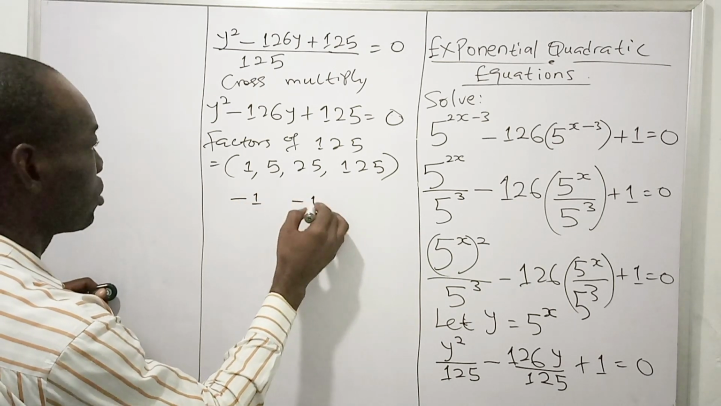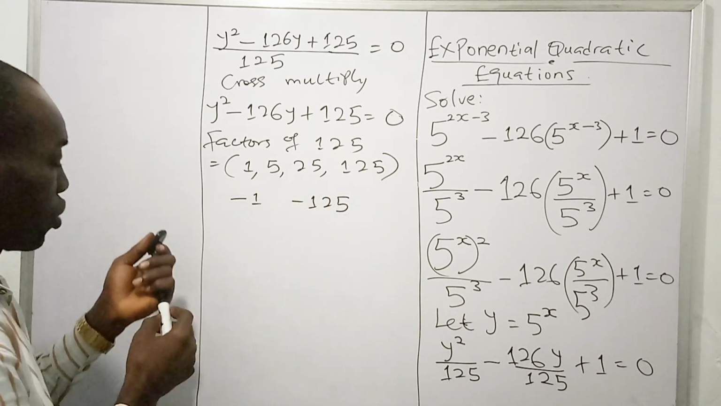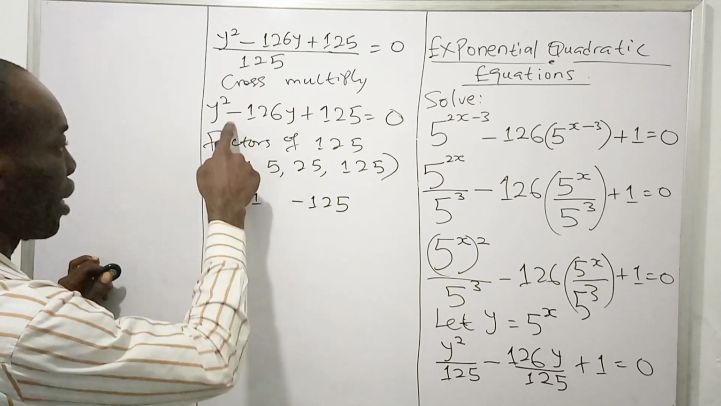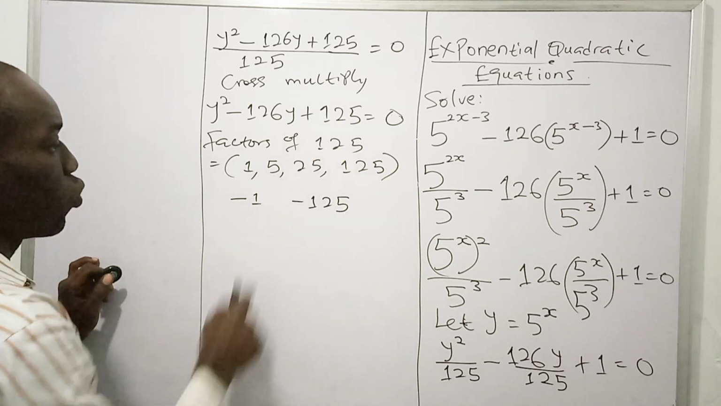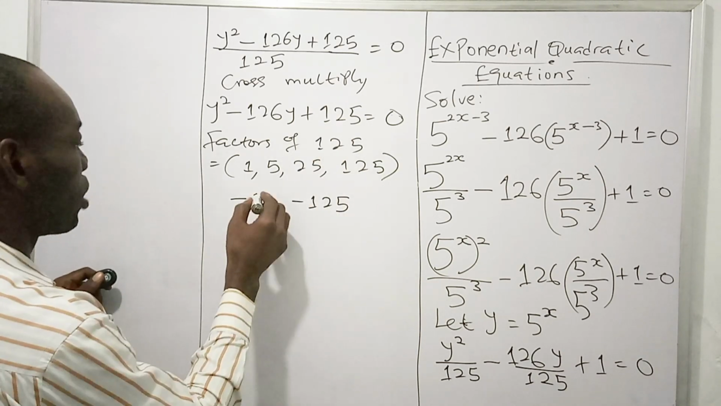Minus 1 and minus 125 will give us what? If we sum this up, it will give us minus 126. Then if we multiply both of them, it will give us positive 125. So all we need to do now is to what?